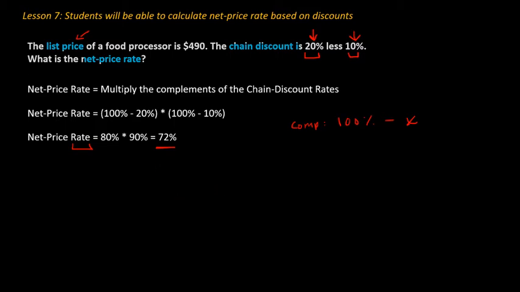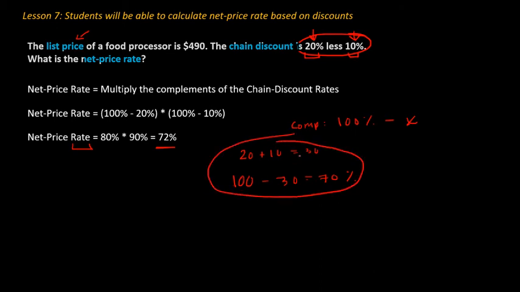You can probably guess what the common mistake on this one is, which is combining these to 30%. Okay, and you cannot do that. You have to multiply the complements of the chain discount rates. I'll sometimes see people say, okay, 20 plus 10% is 30%, 100 minus 30 is 70, right? And then they'll write 70% as an answer. This is incorrect. Again, to calculate net price rate, multiply the complements of the chain discount rates. Do not combine them.